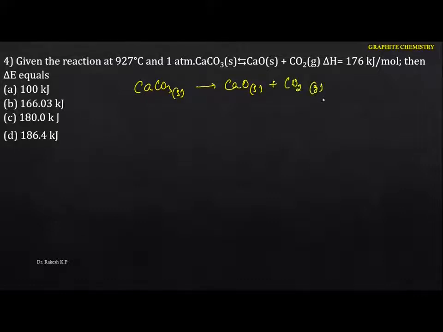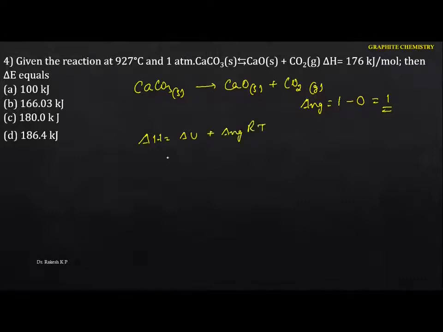So let me calculate delta n of g, that means the number of gaseous products. The number of gaseous products is 1. We don't have any gaseous reactant. Hence I am going to write 1 minus 0, that value becomes 1. Now we know the equation: delta H equals delta U plus delta n of g into RT.